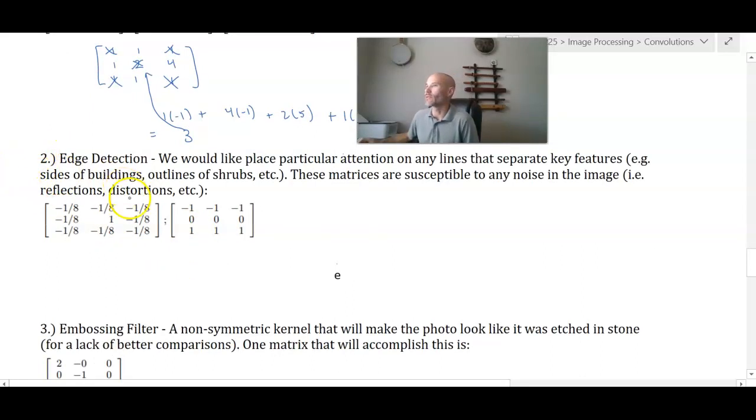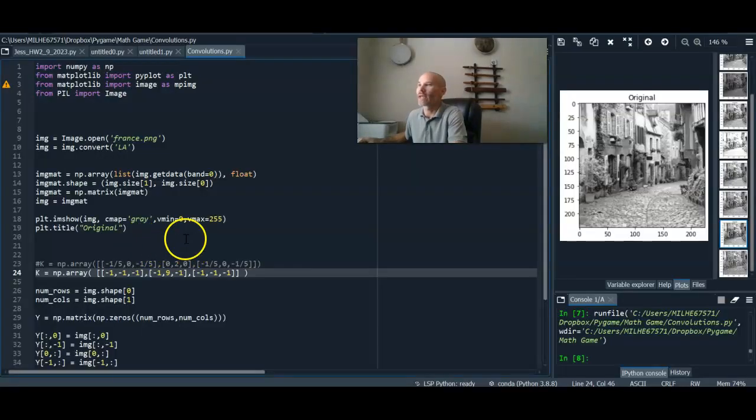Okay, now I won't look into as much detail on some of these other ones. We also have something called edge detection, which, as you can guess, the goal is we'd like to place particular attention on any lines that separate key features, sides of buildings, outlines of shrubs, etc. Now we can kind of do that with the sharpness filter, and you notice that it's very similar, but our weights actually will always place a 1/8 emphasis, increase emphasis on that center pixel value, because once again, if you add these together, you get a little bit more emphasis on that center pixel, but it'll only be a sum of 1/8.